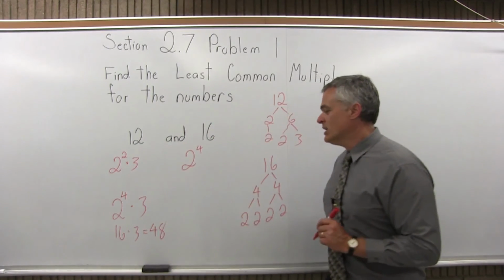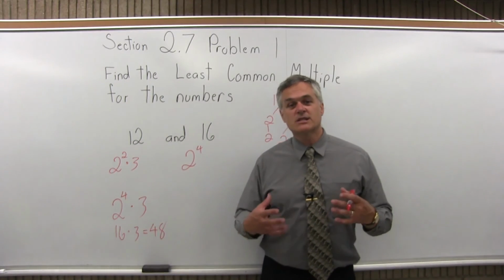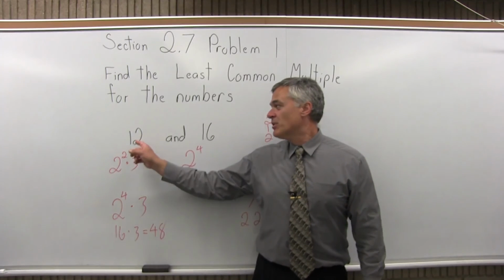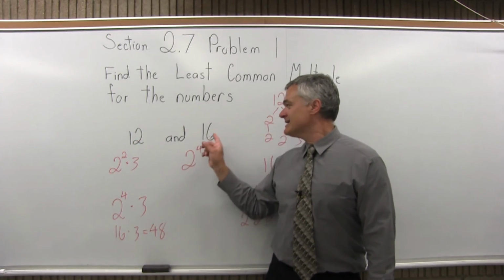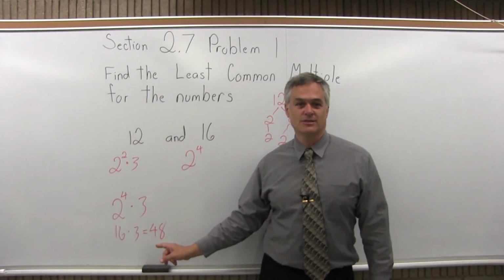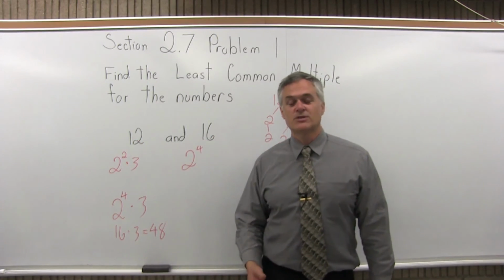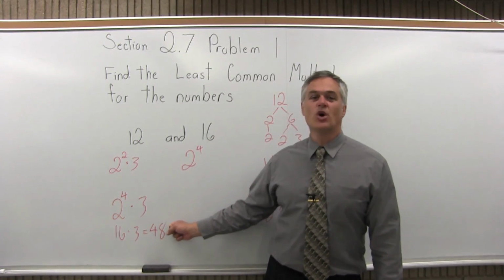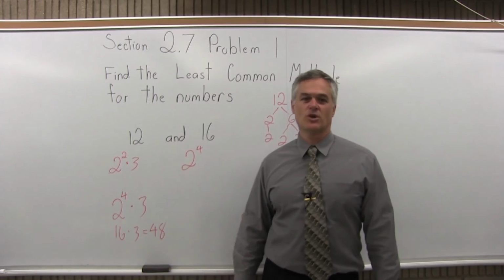It's 48. So what that means is 48 is the smallest value that both 12 divides into evenly and 16 also divides into evenly. And what that amounts to is it would be the least common denominator if 12 and 16 were denominators.